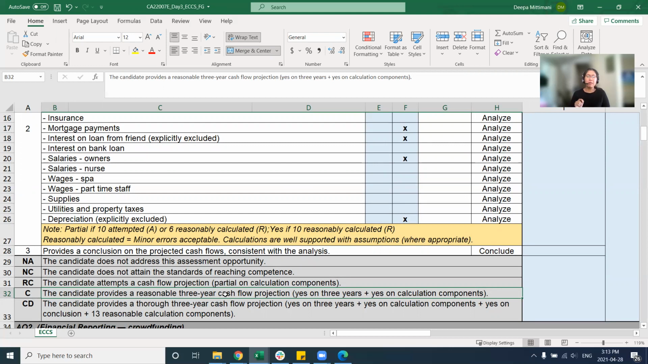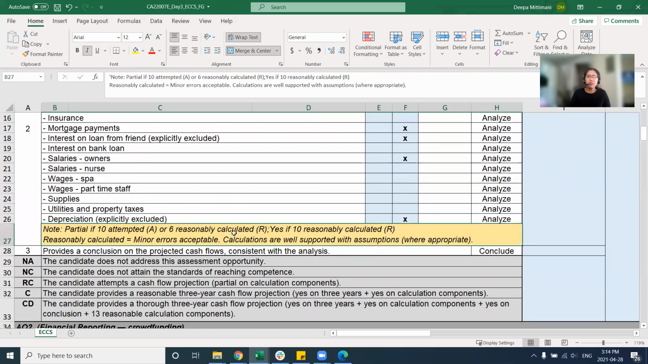So remember here, it is important to do the 3-year projection. You can't do 1 year perfectly and then leave the rest too. You will get no on that and you will reach back to RC. So 3-year, doing all the 3 years is important. And yes on calculation component.